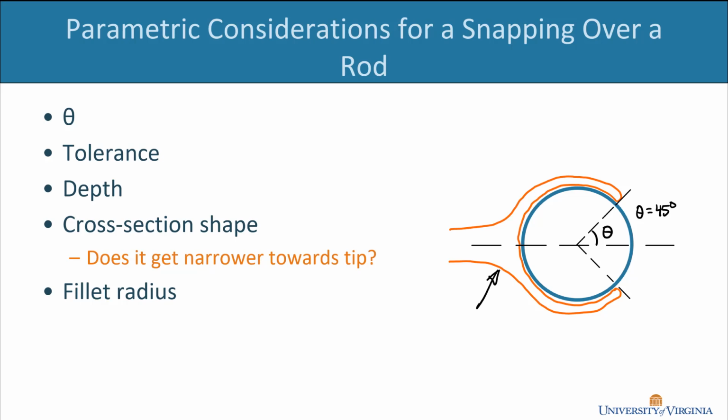The depth, of course, like the thickness of this, how much does it go into the page? The cross-section shape, the little prongs that stick over could be getting narrower towards the tip, just like we saw for the cantilever example. And the fillet radius, and particularly that fillet that I have the arrow drawn towards, that's a place where there's high stress. And so, how much of a fillet do you want to have there?